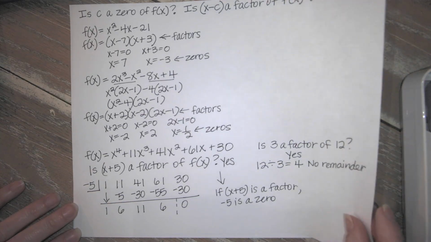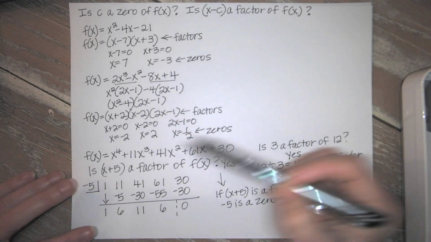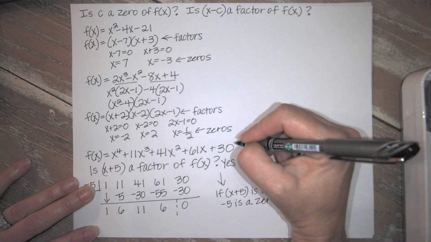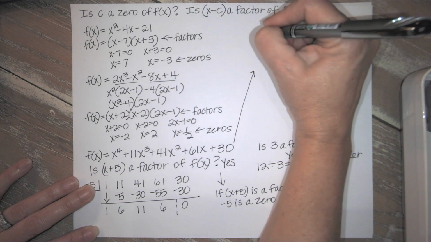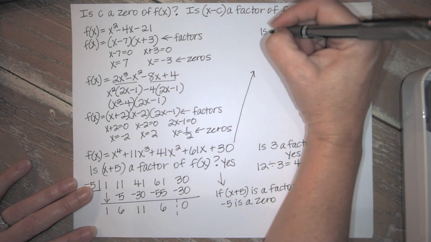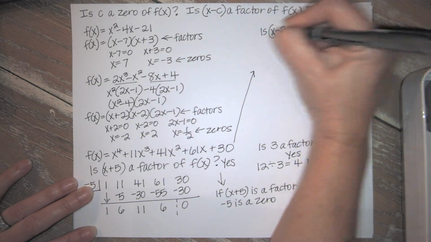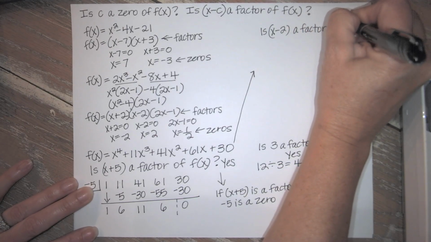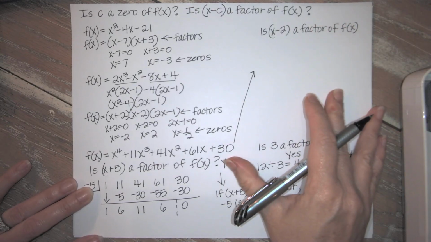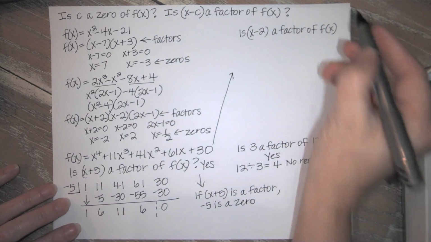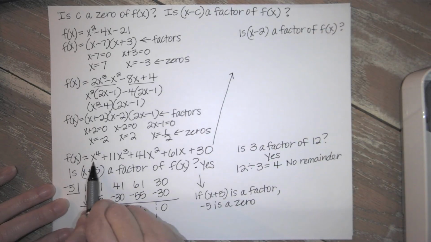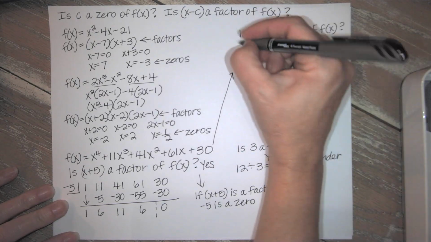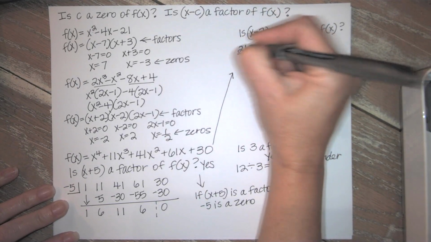Okay? We're going to take that same polynomial. I'll do it up here so I don't have to look back at this page. I'm going to take the same polynomial and ask the question, is x minus 2 a factor of that polynomial, f of x? Alright, so we're going to do the same thing to check to see if x minus 2 is a factor. We're going to divide this polynomial by x minus 2 using synthetic division. So to do that, I'm going to put positive 2 in the box.